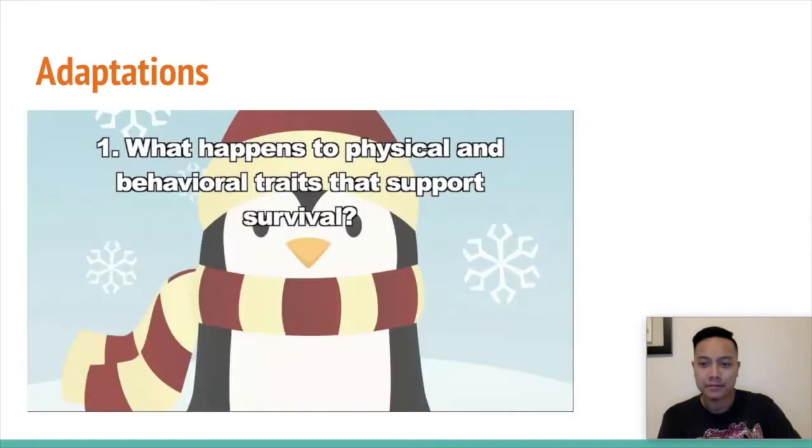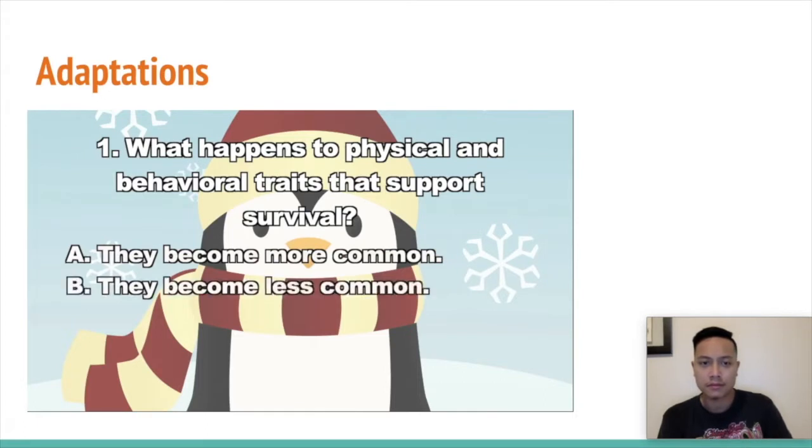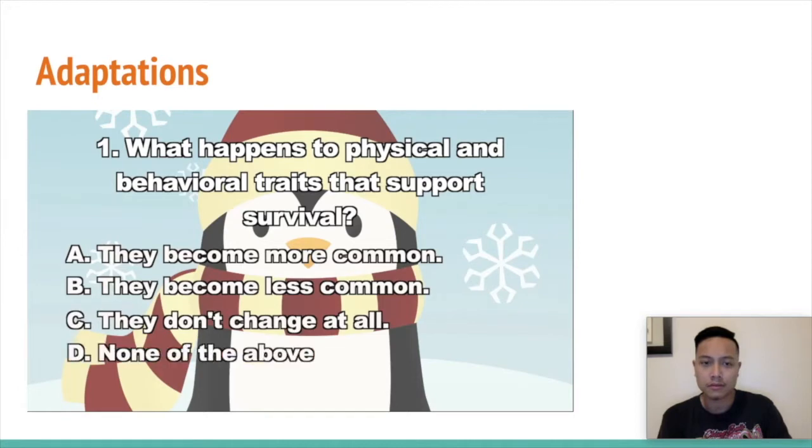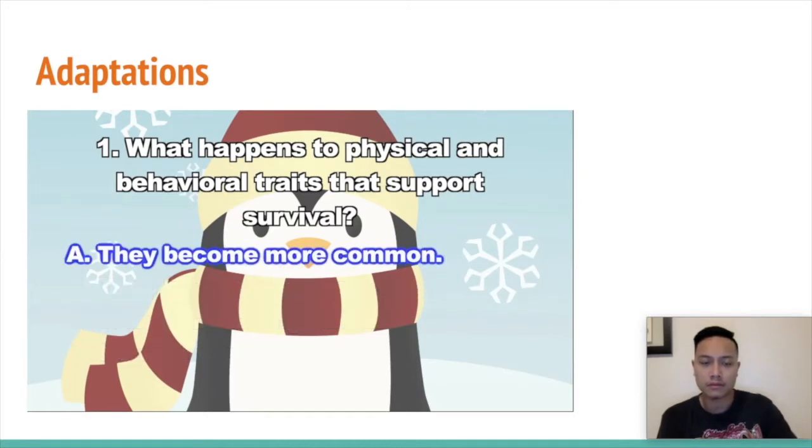Question 1. What happens to physical and behavioral traits that support survival? A. They become more common. B. They become less common. C. They don't change at all. D. None of the above. The correct answer is A. Traits that support survival become more common over time.